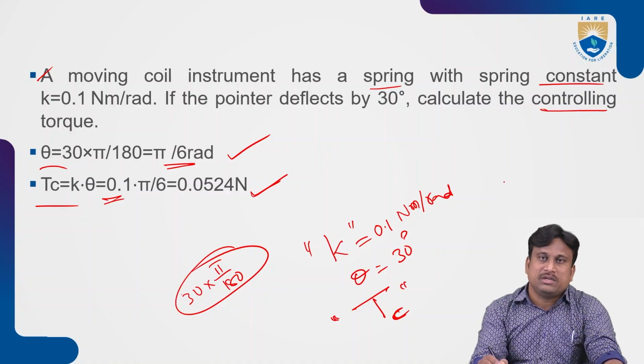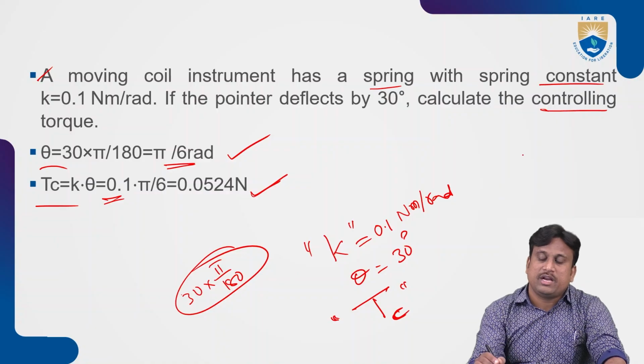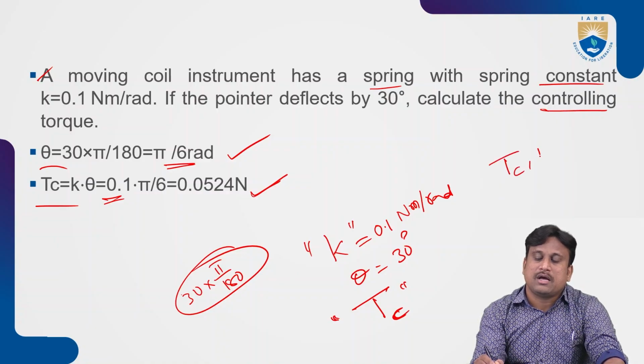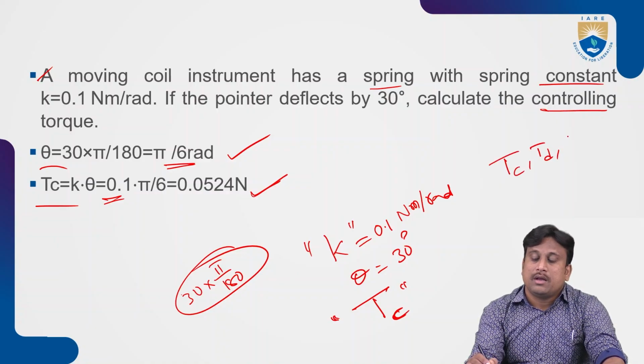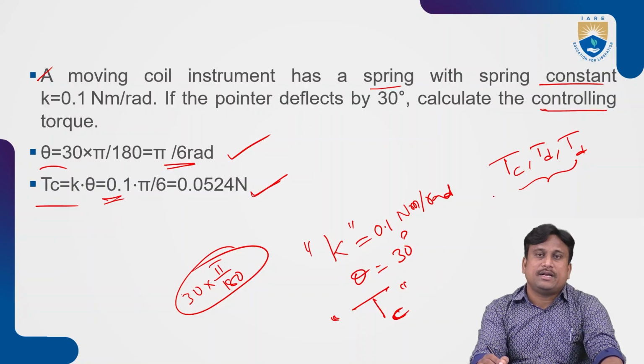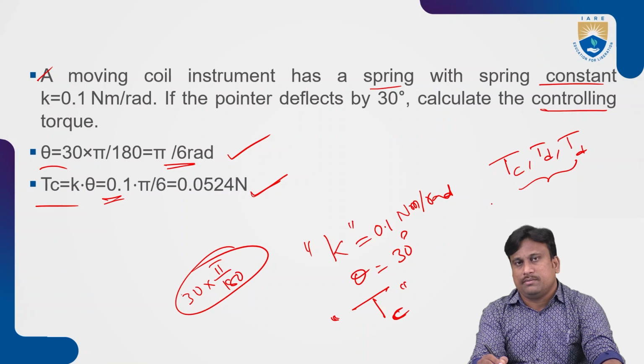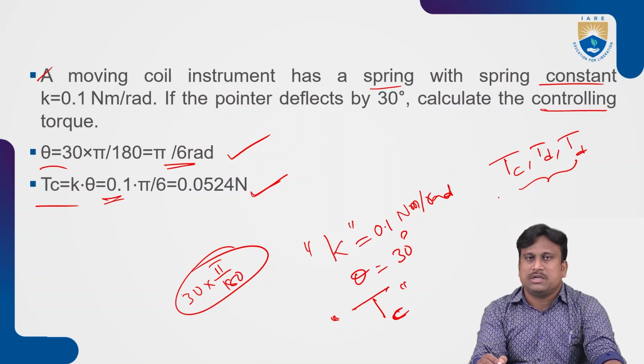Likewise, these three torques are helpful in making the pointer move, settle down, and eliminate the oscillations produced in the instrument. Without these three torques, controlling torque, damping torque and deflecting torque, we cannot see the pointer move over the scale. All these phenomena are related only to analog instruments. These are not applicable to digital instruments.